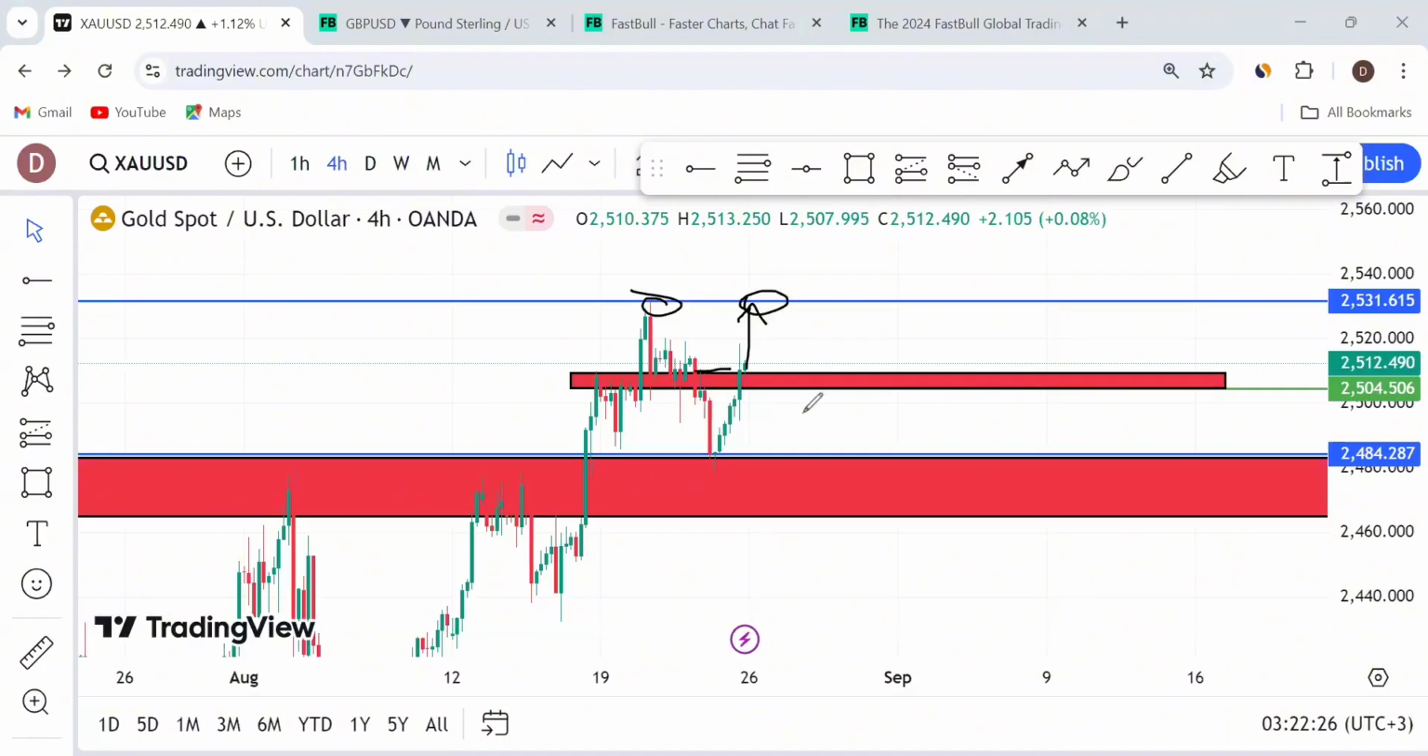But how do we take the entry? We want it to give us a weak momentum into this red level, or even come a little bit lower into this and do an improper test here, so that we can push higher.